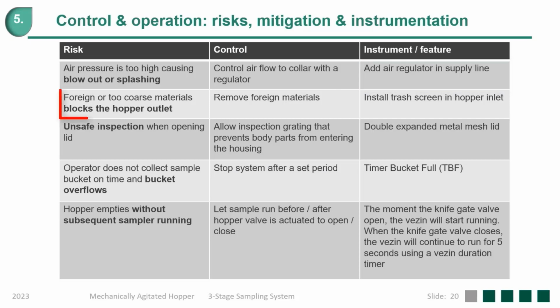Another risk is when foreign or too coarse material blocks the hopper outlet. We need to remove the foreign material. This is done by installing a trash screen in the hopper inlet. Another risk is unsafe inspection when opening the lid. We need to allow inspection grating that prevents body parts from entering the housing. The feature or instrument is a double expanded metal mesh lid, which is included in our mechanically agitated hopper.